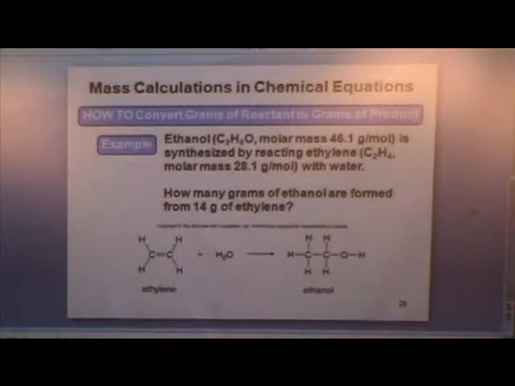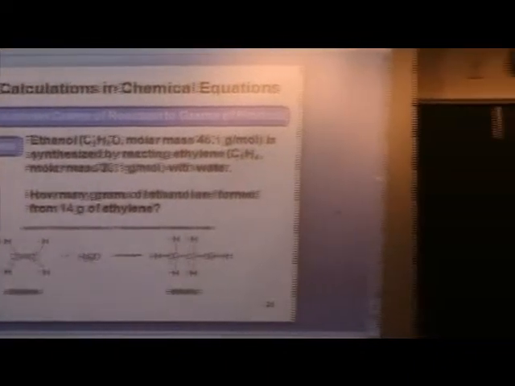28.1 grams of ethylene, which is C2H4, okay, provides me how many grams of ethanol? 46.1 grams of ethanol, C2H5OH. So the 14 grams of ethylene, C2H4, provides me how many X grams of ethanol? This ratio is said to be a mass to mass ratio.